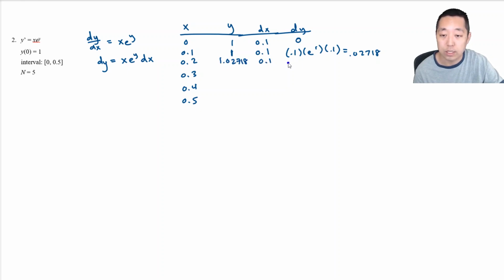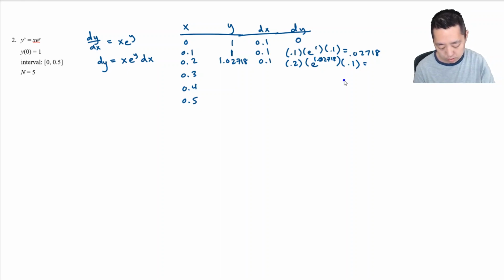Now we're going to do this one again. This is x, 0.2, times e to the 1.02718 times my dx. I've got to change this to 0.2. So I get 0.056. We'll just go 3 decimal places, keep it a little simpler. So I'm going to add 0.056 to 1.02718, and I get 1.083.